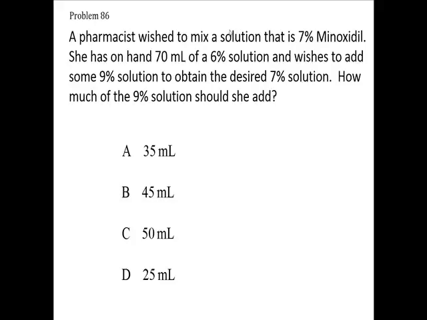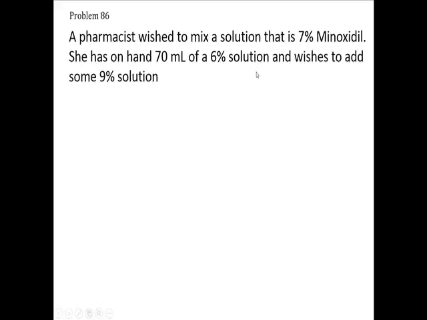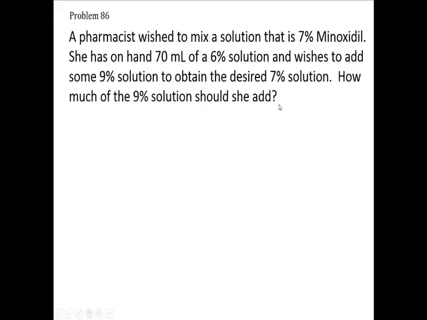So we have a problem here, a mixture problem, okay? And we have four answers. Let's read this problem really slow. A pharmacist wished to mix a solution that is 7% minoxidil. She has on hand 70 milliliters of a 6% solution and wishes to add some 9% solution to obtain the desired 7% solution. How much of the 9% solution should she add? We have four choices here to pick from.